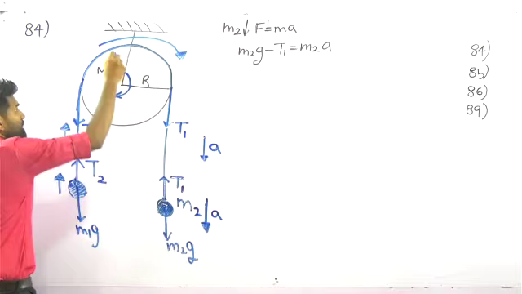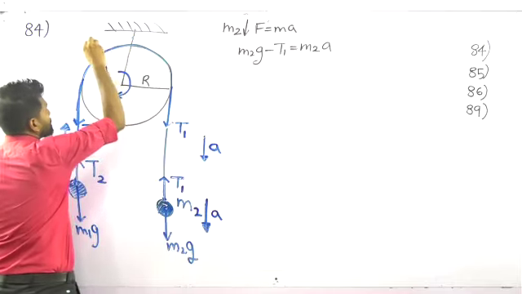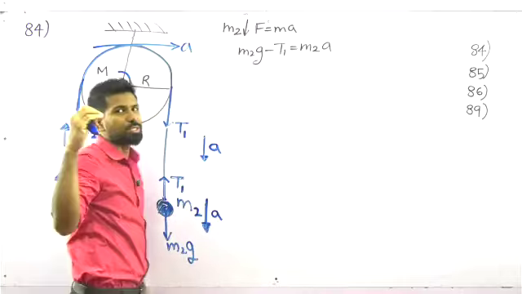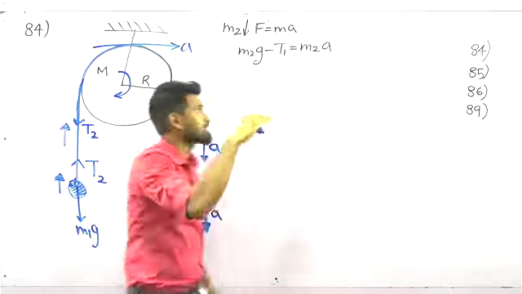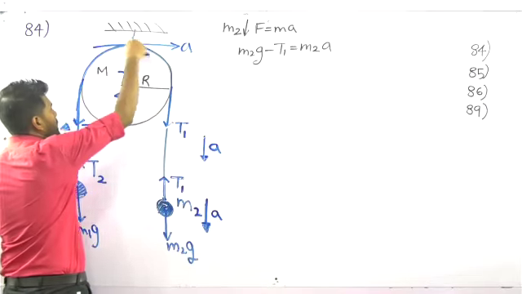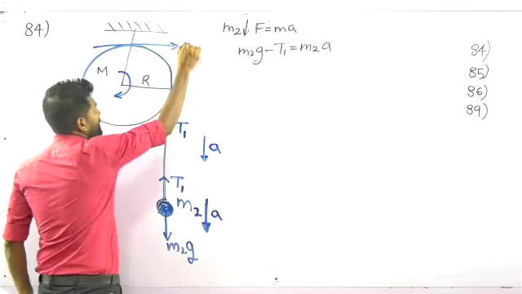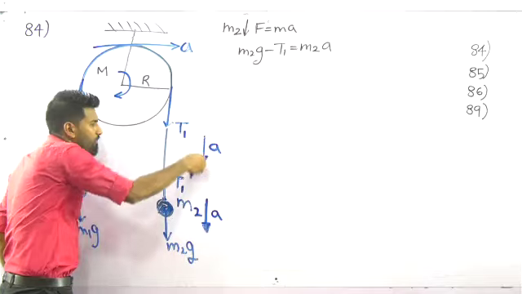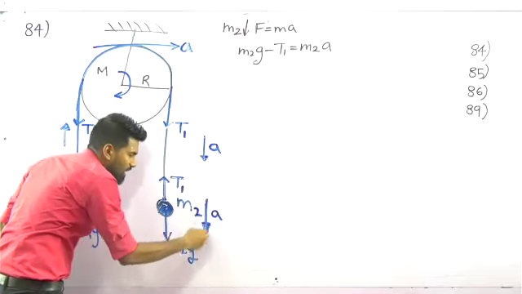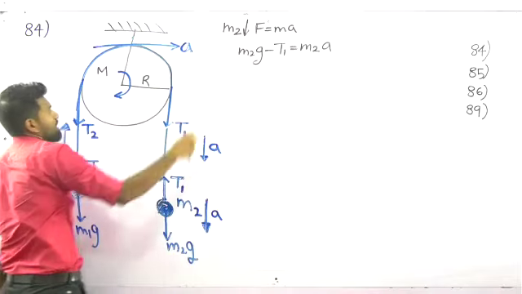For that, the string has to get released with the acceleration A. If the string gets released with an acceleration A from the tangent of the pulley, then only will it drop down with the acceleration A. Then only will M2 gain the acceleration A. So the tangential acceleration here is A.